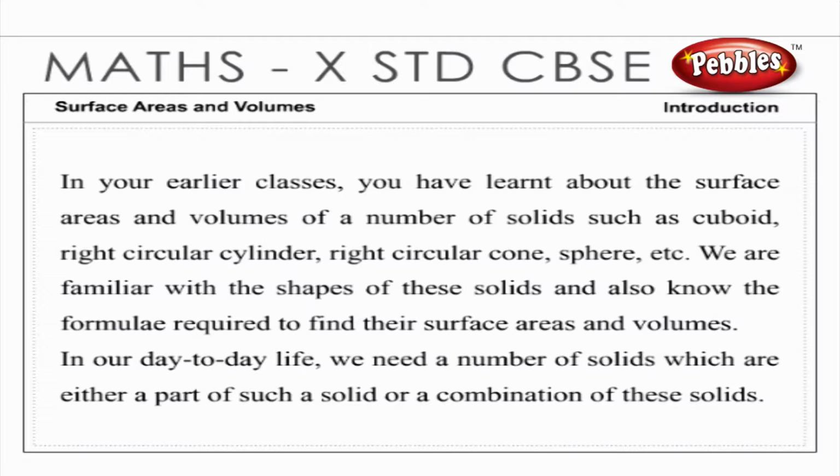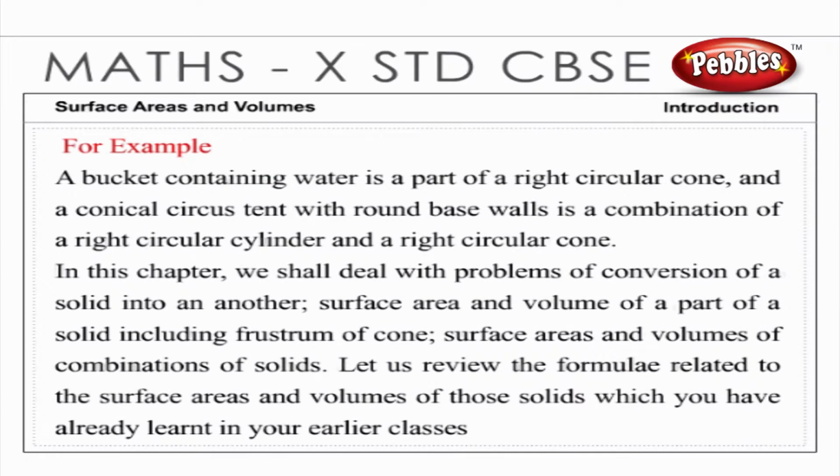and volumes. In our day-to-day life, we need a number of solids which are either a part of such a solid or a combination of these solids. For example, a bucket containing water is a part of a right circular cone, and a conical circus tent with round base walls is a combination of a right circular cylinder and a right circular cone.